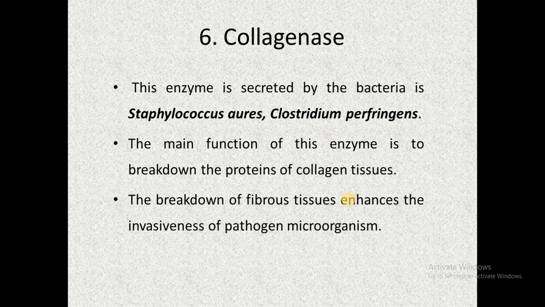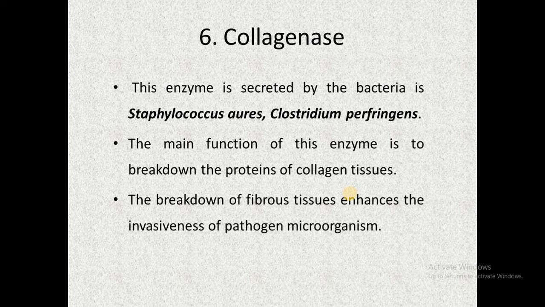Next, collagenase. This enzyme is secreted by the bacteria Staphylococcus aureus and Clostridium perfringens. It is similar to hyaluronidase. The main function of this enzyme is to break down the proteins of collagen tissues. Collagen is also very essential for moving our joints. When the collagen is broken down, the pathogen easily enters into our system. So the breakdown of fibrous tissues enhances invasion. Invasion lets the pathogenic microorganism enter into the host.